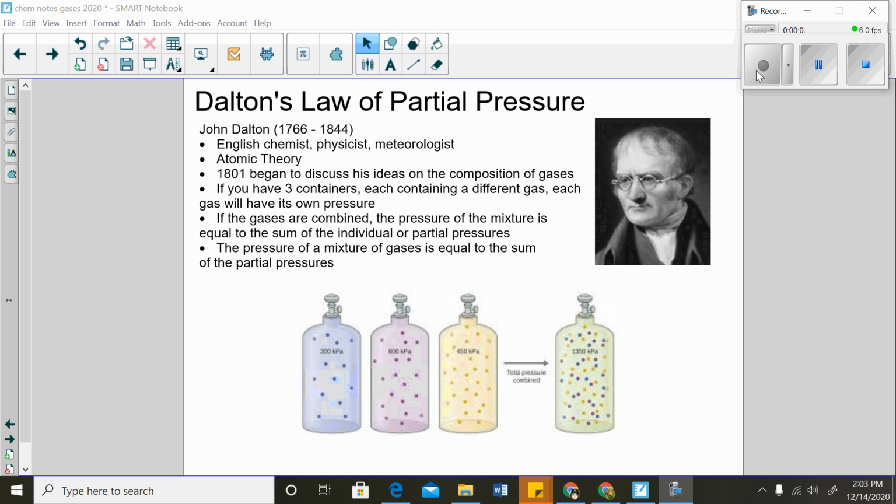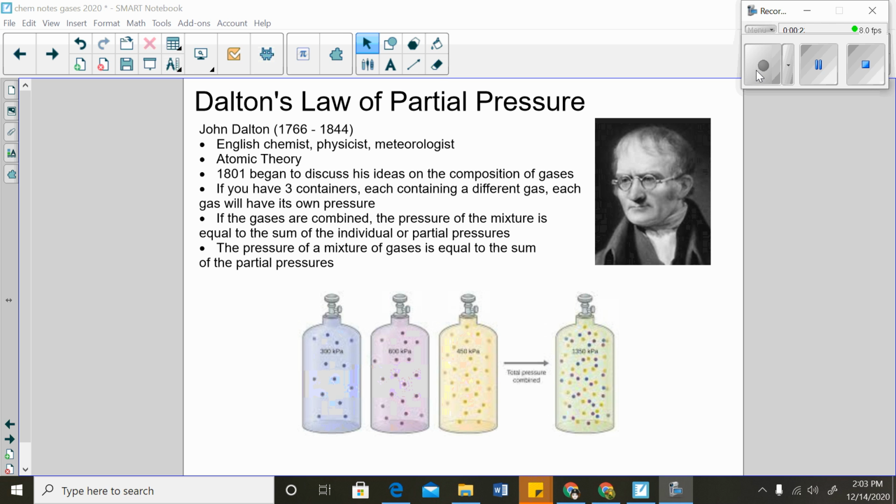This is Chemistry, Unit 12, Gases. Here we'll look at Dalton's law of partial pressure. So if you remember John Dalton, that's the man in the image. He was an English chemist, physicist, and meteorologist. And we studied him when we were looking at the atom, right? And we looked at his atomic theory.